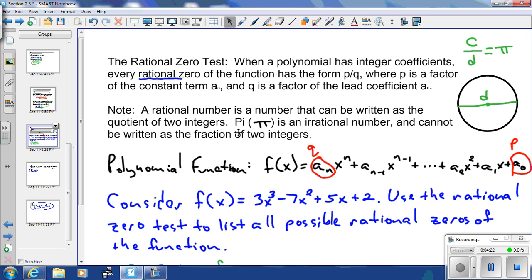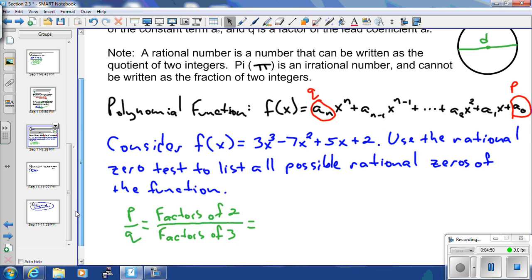So here's what it says. When a polynomial has integer coefficients, so these must be integers here, we can't have fractions, every rational zero will be of the form p divided by q, where p is a factor of the constant term. That's the last term there. And q is going to be a factor of the lead coefficient. It'll make more sense if we look at this example here.